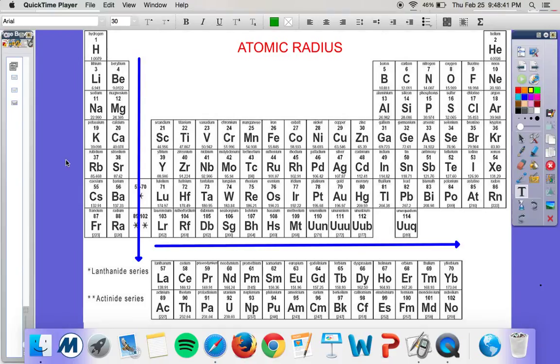Periodic table trends. These are general patterns followed by the elements. We're going to focus on atomic radius, electronegativity, and ionization energy. First, atomic radius. This is half the distance between the nuclei of identical atoms that are bonded together.